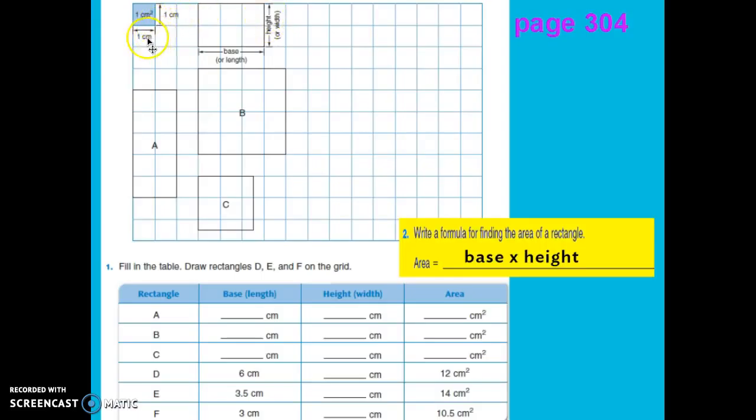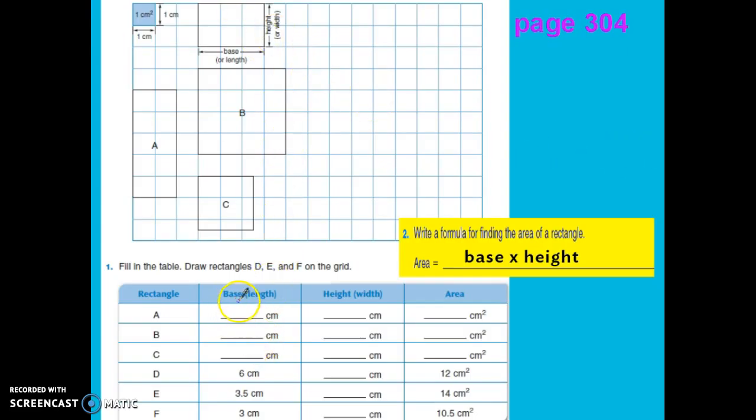We're also measuring using centimeters. And so when we talk about area, we would say this square is 1 centimeter by 1 centimeter. So 1 times 1 is 1 centimeters squared. So down below, we need to figure out the base length, the height length, and then the area. And then we'll be drawing some of the shapes as well.